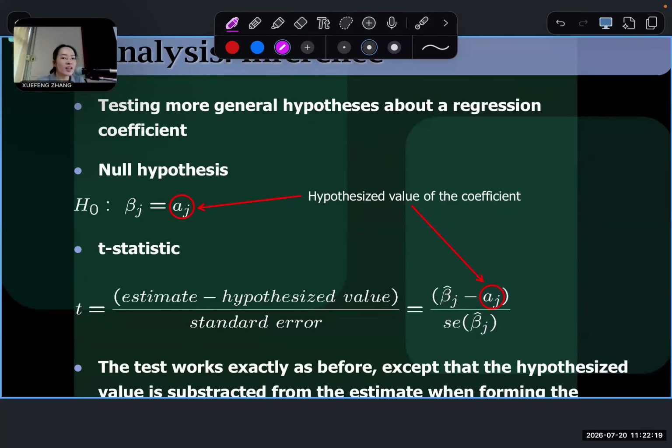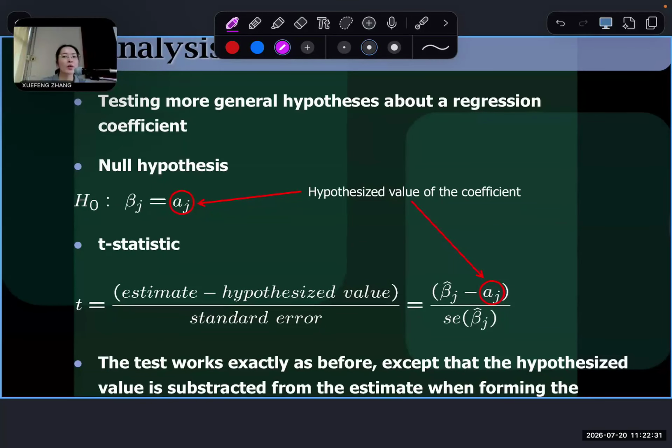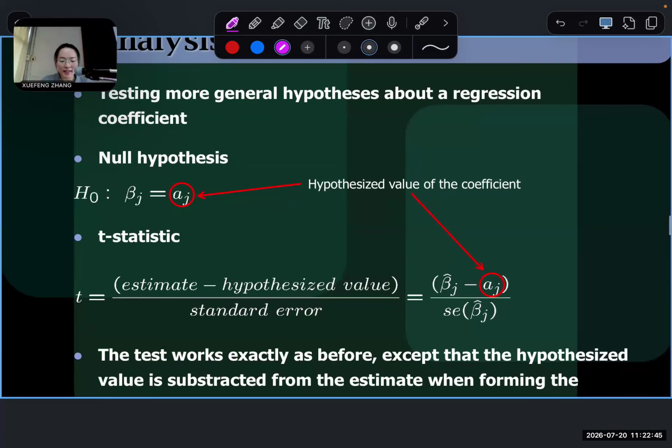So what we learned so far, we always test against 0. Have you noticed that, right? Is it greater than 0, less than 0, or equal to 0? But sometimes we want to test against some other specific value, okay? Let's see, is the effect equal to 1 or equal to -1, okay? So this is the general null hypothesis.